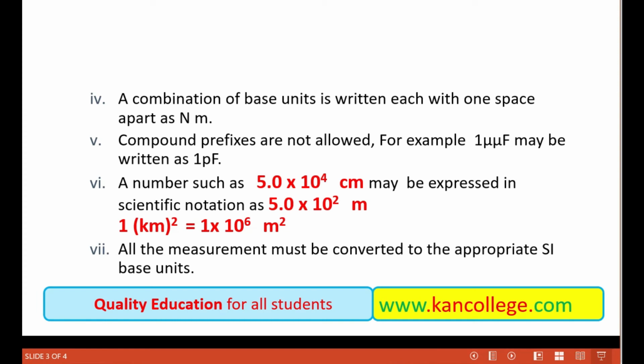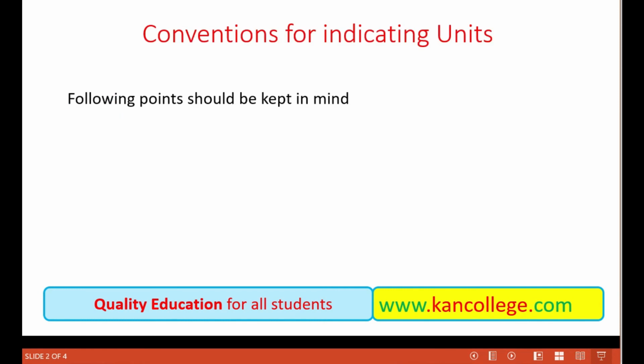Number seven, all the measurements must be converted to appropriate SI base units. So these are the basic points which should be kept in mind for indicating the units in literature.